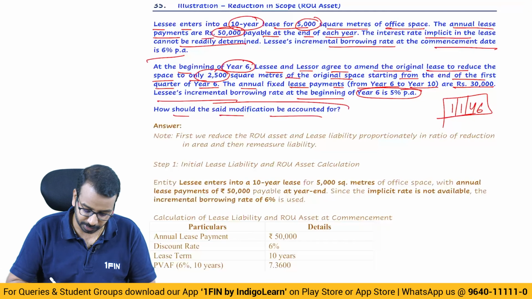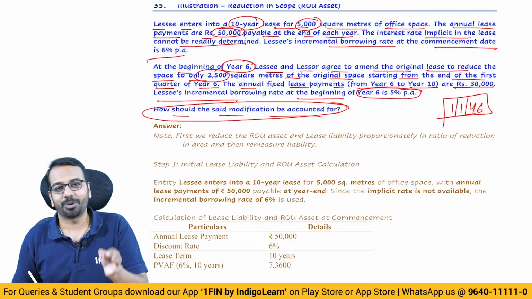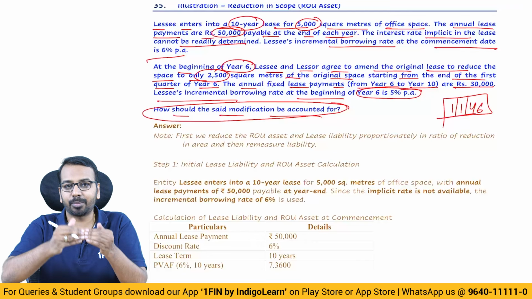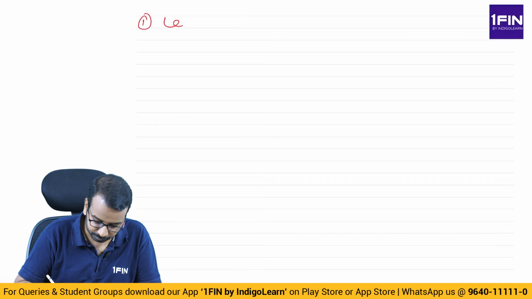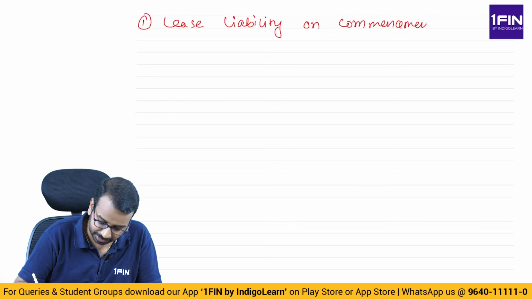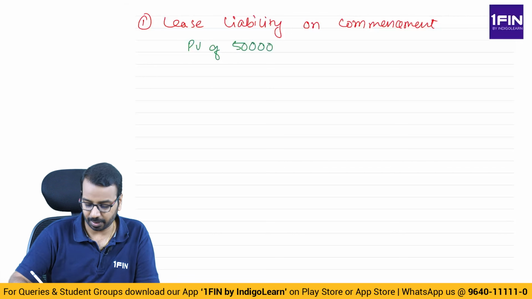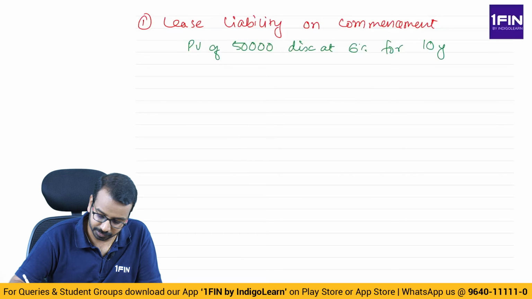How should the said modification be accounted for? Alright. Now again here, first what do we need to do? First we need to compute what was the lease liability and right of use asset on commencement. And because there is a reduction, when I proportionately reduce the lease liability and right of use asset, what is the impact? Okay, so that is what we have to do. First, lease liability on commencement. How do we get that? That is present value of 50,000 lease payment discounted at 6% for 10 years.